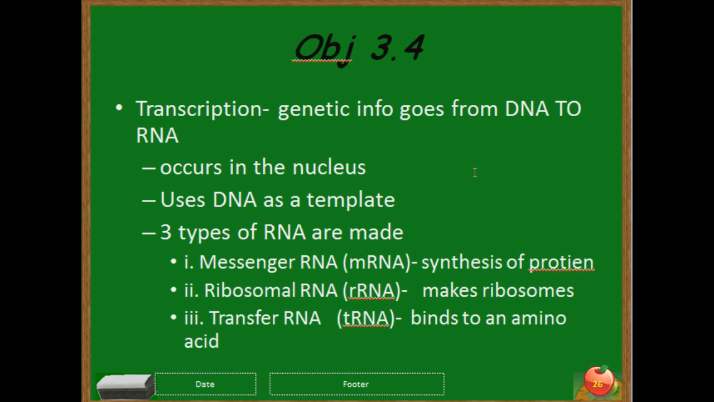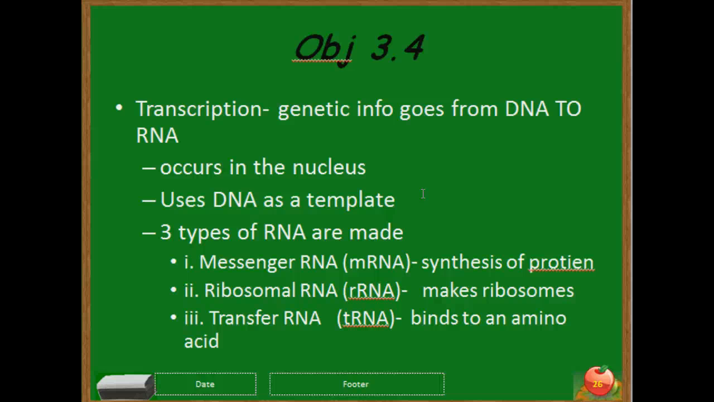Remember earlier we were talking about the two strands of DNA from replication. One of those strands is going to be used to make a template. When we use that template, we're going to use three other parts of RNA: messenger RNA, ribosomal RNA, and transfer RNA. Messenger RNA is the synthesis of a protein, ribosomal RNA makes ribosomes, and transfer RNA is going to bind it to the amino acid.